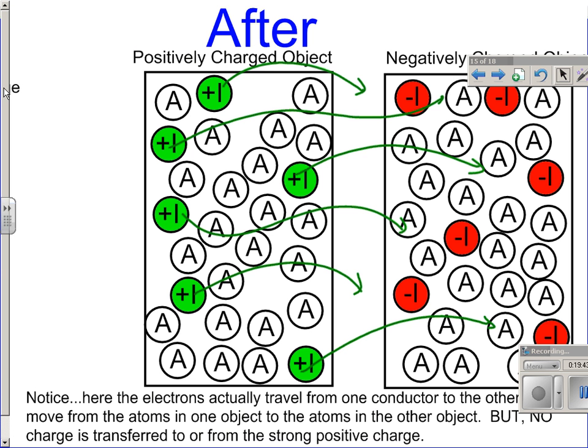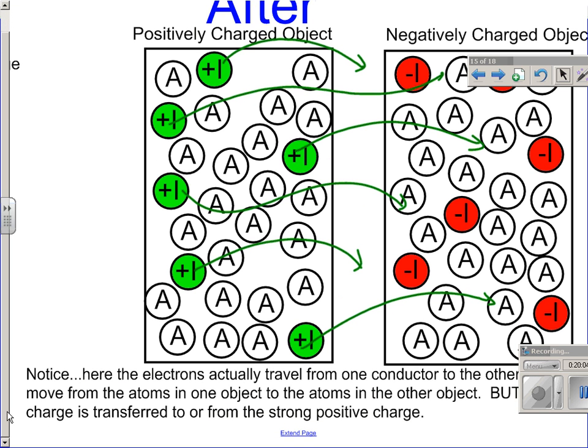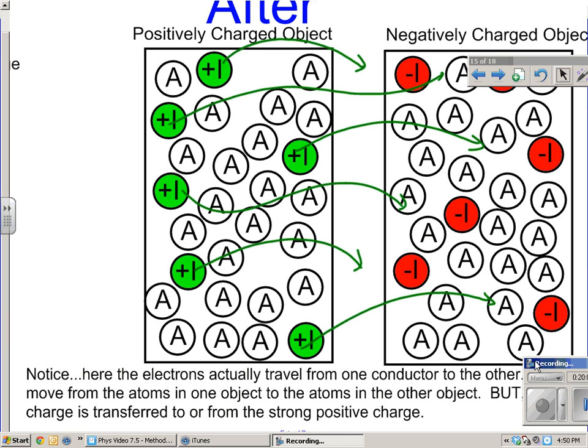Now, if I hadn't separated them, and I had removed the strong negative charge that was over here, then the electrons would have gone back to where they were before, right? It was the fact that these electrons were repelled from that negative charge that caused them to separate. So notice here, again, the electrons actually travel from one conductor to the other, and they go from one atom to the other.